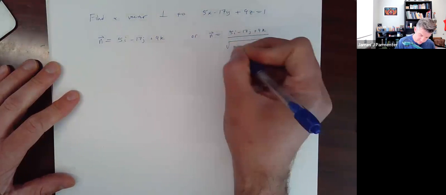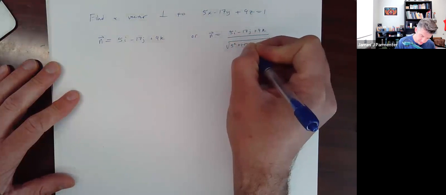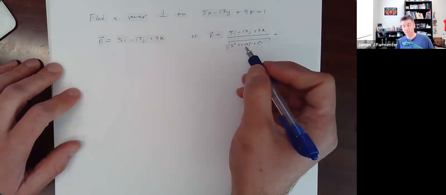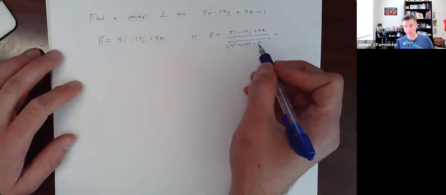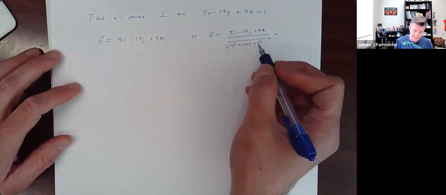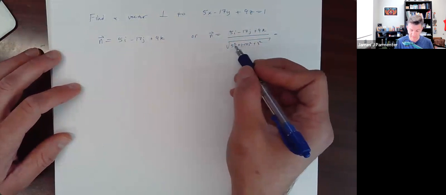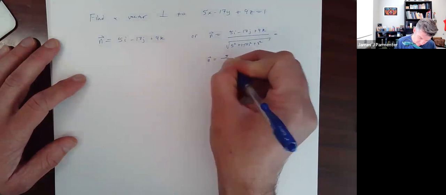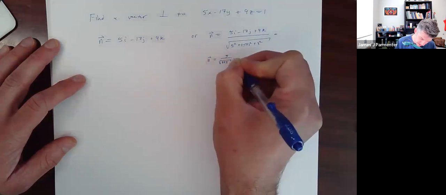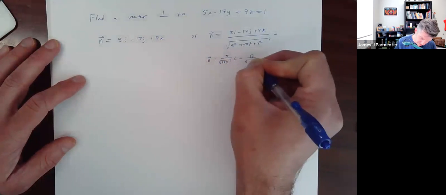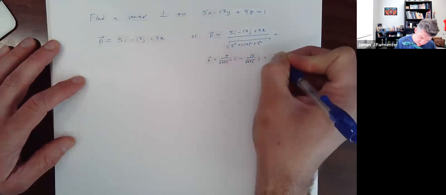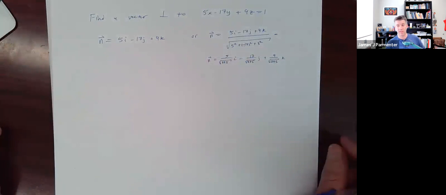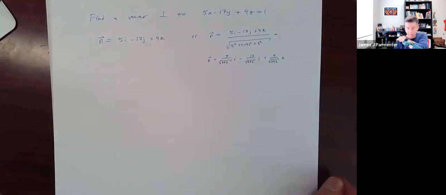the square root of 5 squared plus negative 17 squared plus 9 squared, which would end up being, let's see, 17 squared is 289, 9 squared is 81. So add this together and you get 290 plus 80, which is 370, and 5 squared is 25, so 395. So you could write this, although it feels kind of dumb, as 5 over the square root of 395 i minus 17 over the square root of 395 j plus 9 over the square root of 395 k. And it's only really important if they say they want a direction vector, meaning they want a unit vector.